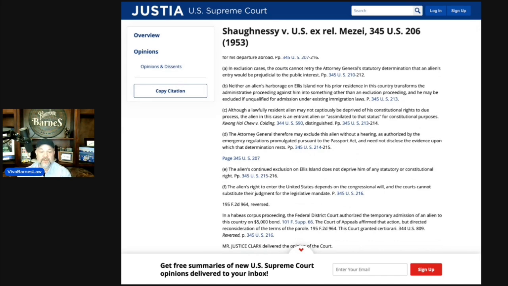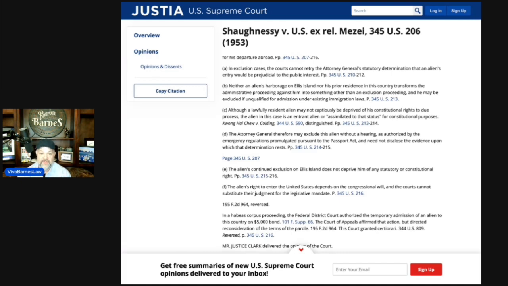Notably, the court concluded that in exclusion cases, the court cannot retry any decision made by the Attorney General. If the executive branch concludes an alien's entry would be prejudicial to the public interest, that's it. It is not reviewable. That decision, that action, is not reviewable by a court. Neither an alien's harborage on Ellis Island nor his prior legal residence in the country transforms an administrative proceeding by the executive branch against him into anything other than an exclusion proceeding. And he may be excluded if unqualified for admission under existing immigration laws, as made by the unreviewable decision of the executive branch.